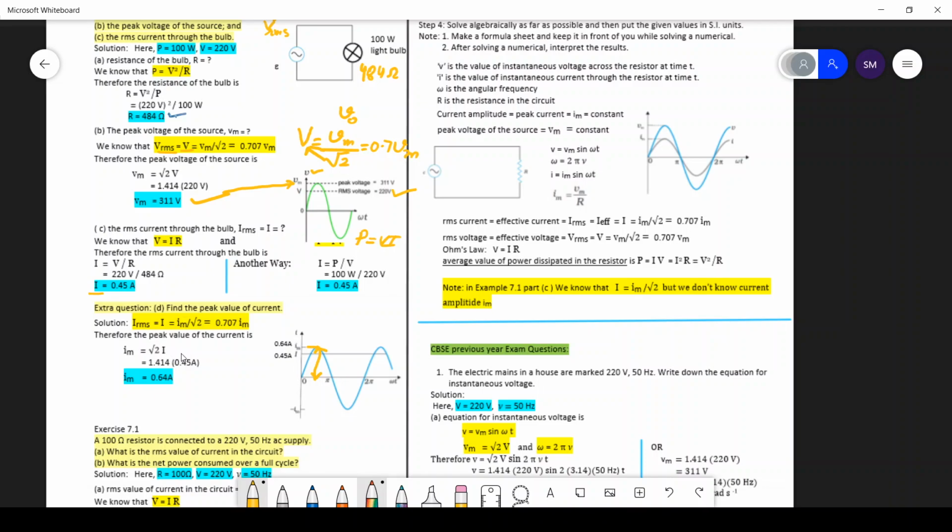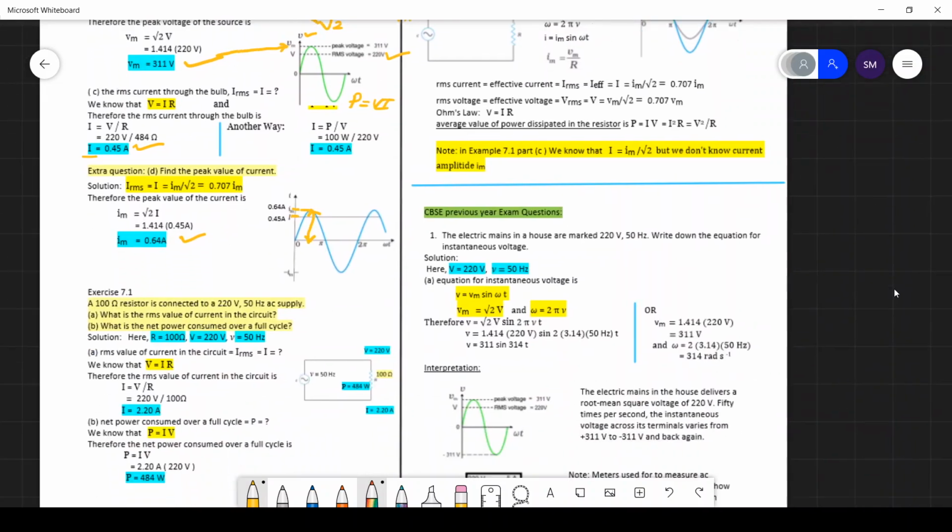So you need not write RMS. The I means this is the value of I. So we have already calculated it here. So this is 0.45, this is I RMS, and this is the maximum value we have calculated, 0.64. So whenever, students, you are doing numericals, try to interpret the results in the graphs, so learning will be better.